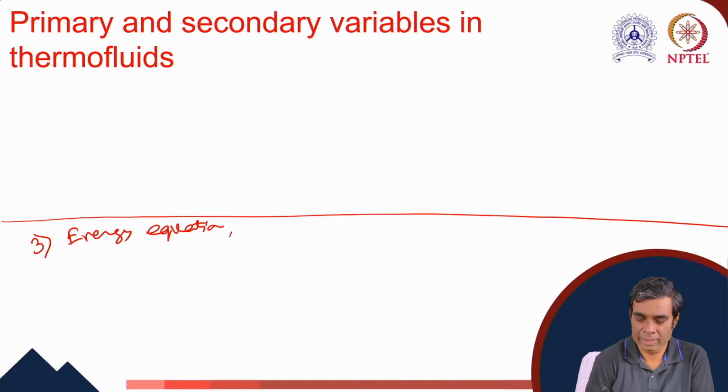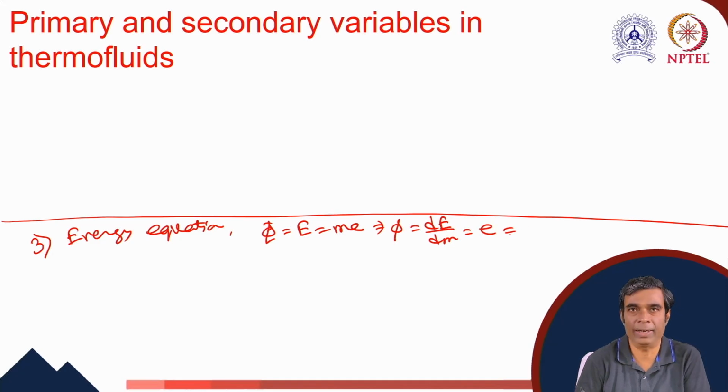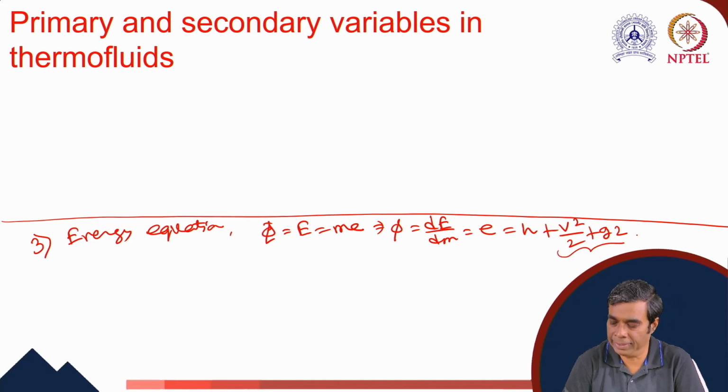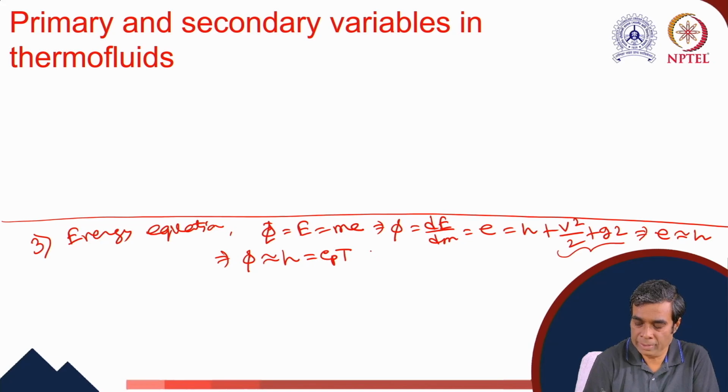For the energy equation, let us take capital phi equals total energy, that is, specific energy into the mass. Then we get small phi equals dE/dm equals E, the specific energy, which equals specific enthalpy plus kinetic energy per unit mass plus the potential energy per unit mass. We ignore the last two contributions from the mechanical energy and take E approximately equal to H, so that phi is approximately equal to H equals Cp into temperature, where T is in Kelvin.